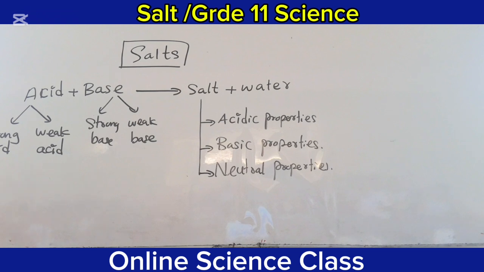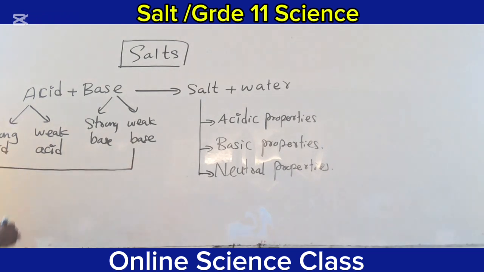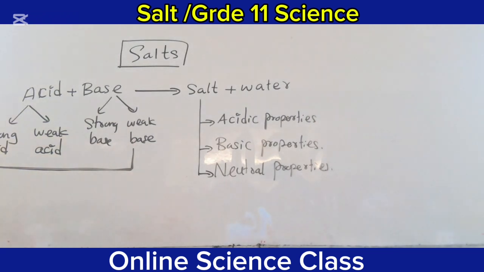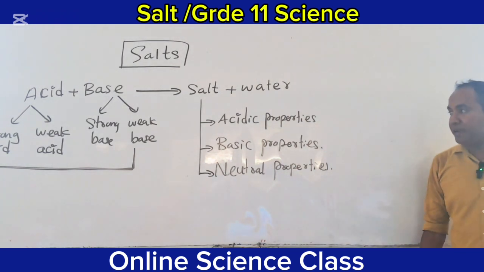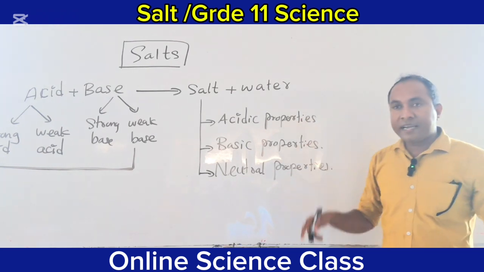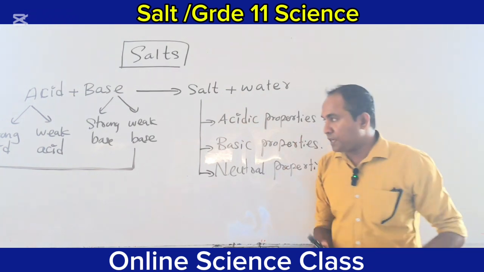Right, now think about a salt formed by a strong acid reacting with a weak base. What is the type of salt produced by a strong acid reacting with a weak base? Acidic properties, basic properties, or neutral properties? Strong acid, so it shows acidic properties.